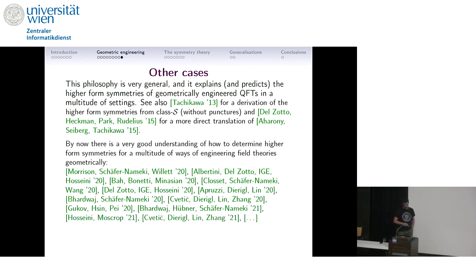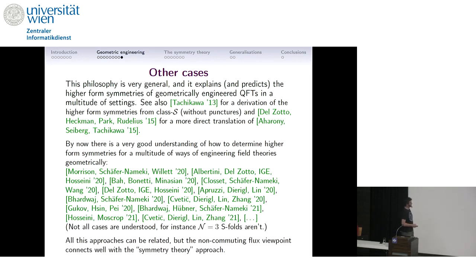So Gigi has a beautiful paper where he explains how to obtain higher-form symmetries from classes, in the case without punctures. And these authors, Michele, Jonathan, Daniel, and Tom, had a sort of direct translation of the paper by Aharony-Seiberg and Tachikawa. By now, there are many, many cases. This is a very active field in the last couple of years, where people have understood how to do these kinds of calculations in a lot of generality. And I emphasize that not all cases are understood. One case that initially I cared about, and I still care about, is N equal to 3, and we haven't solved it yet. So you can do many things, but you cannot do everything yet.